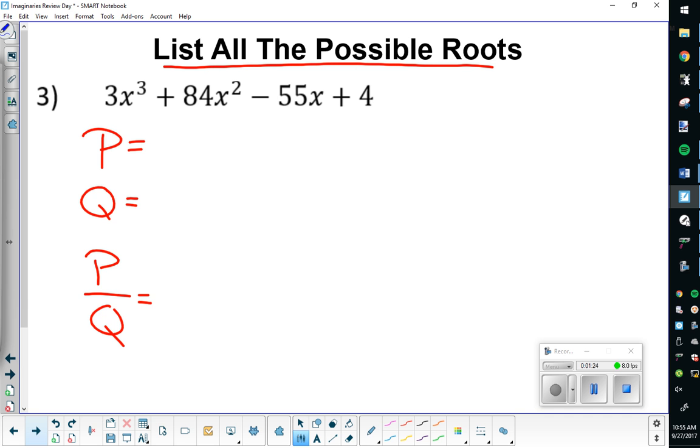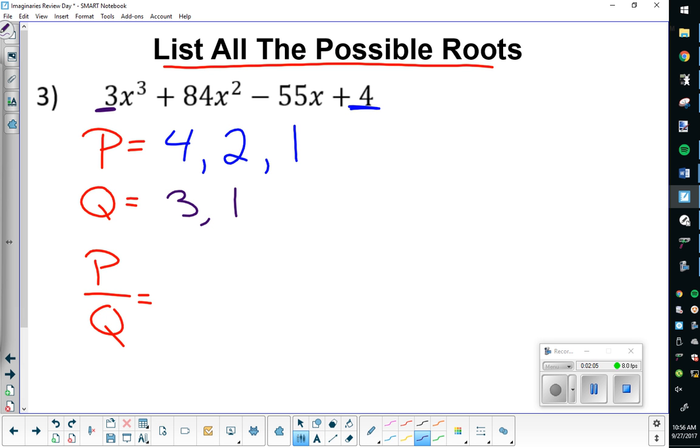When we talk about P, P is whatever the last number is in your problem. So for us, what's our P going to be? 4. And I'm listing all of the factors of 4. So everything that multiplies together to get me 4, which would be 4, 2, and 1. Q is whatever number is listed first in the problem, the leading coefficient. So my Q in this case is 3, and all of the factors that multiply to get me 3. So 3 and what? 1. Out of every number in the world, that's what's going to give me my list. 4, 2, and 1, and 3 and 1.